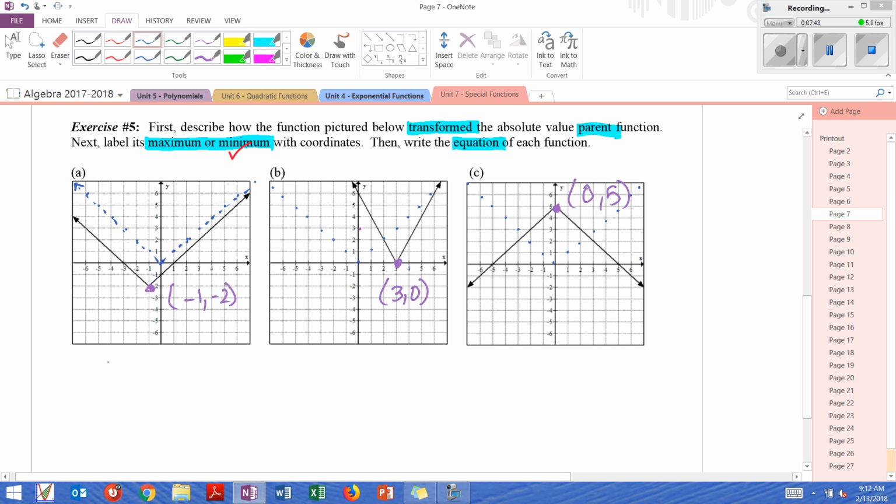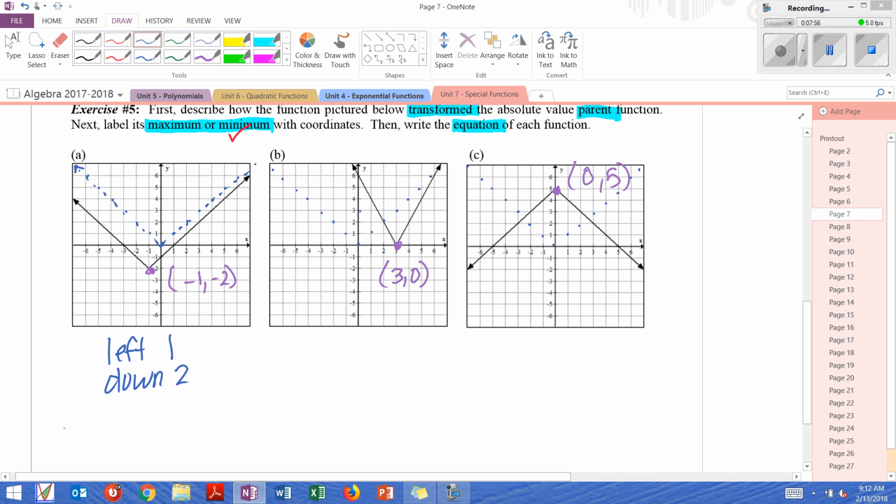So in A, it looks like our graph has moved left 1 and down 2. So if we write this as an equation, y is going to equal, well, we're going to set up our template here. And to show the left one, that should be x plus 1, and then down 2, so -2. Remember, to check this, we should graph it. So every single one of these, when you're doing the practice, you're going to graph these to check them.